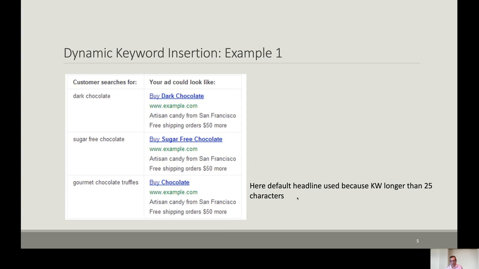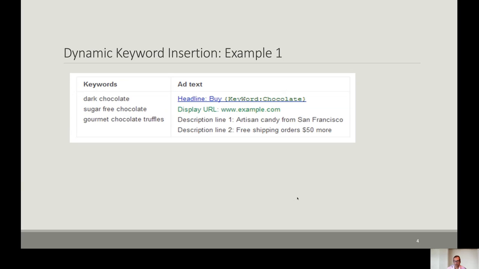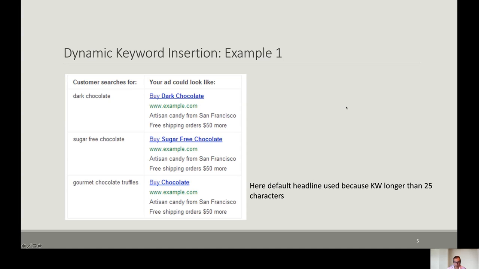And this length that is specified by Google may change from time to time, but whenever it is more than the specified length, then in that case, the particular keyword cannot be inserted, and instead a default word is inserted. And in this case, the default word was indicated as chocolate, as you can see in the design out here, right? So that is why you have just "buy chocolate" out there.